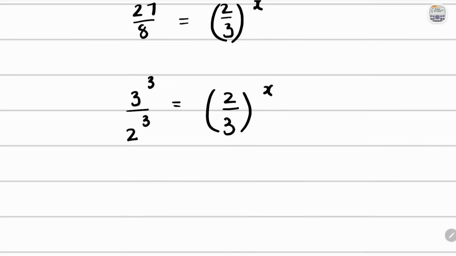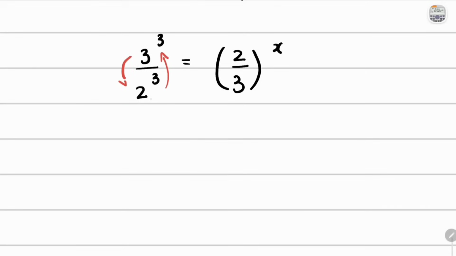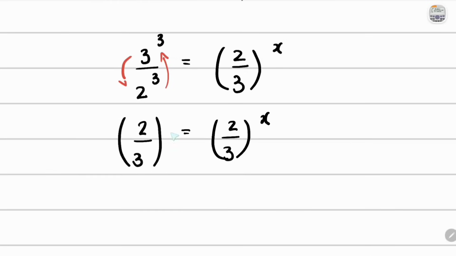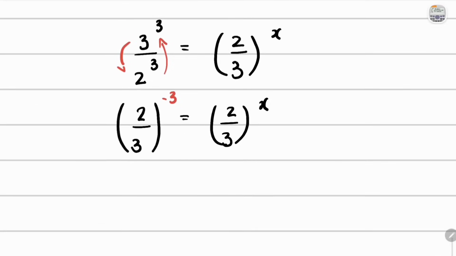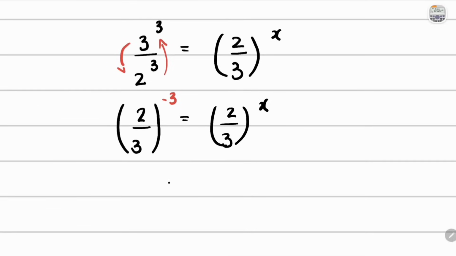But we can fix that. Here's what we can do. Why don't we take the 3 and move it to the denominator, and then take the 2 and move it to the numerator? But of course, there's going to be a consequence for this. If you move the 2 to the numerator, the consequence is that the exponent becomes negative. So now we have 2 to the power of negative 3 over 3 to the power of negative 3, and this is equal to 2 over 3 raised to the power of x. So because they have the exact same exponent, we can just rewrite this as 2 over 3 raised to the power of negative 3. And now do you see that their bases are exactly the same? So this therefore means that x is equal to negative 3.